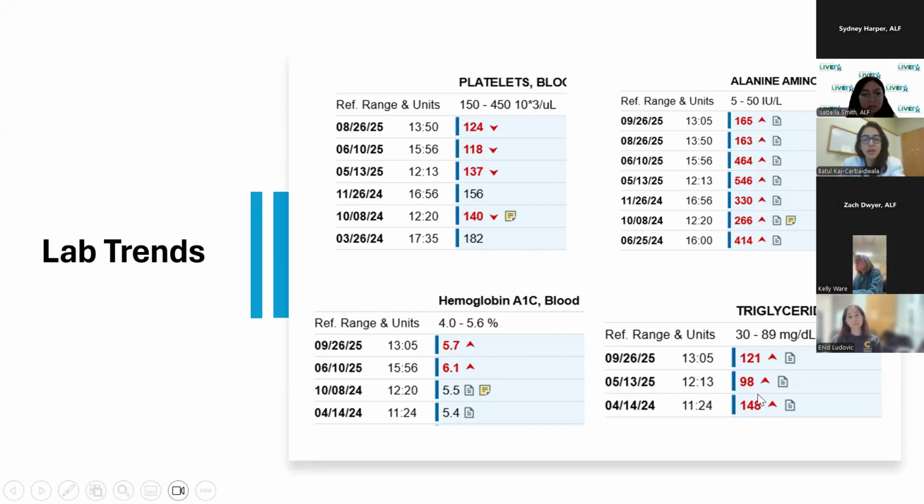Triglycerides also up and down a little bit, down from his original presentation, but certainly still with some work to do. And then his platelets. Why I've included his platelets in here is when you have a patient that has cirrhosis, it can develop into portal hypertension, which is basically a sort of end-stage version of liver disease.